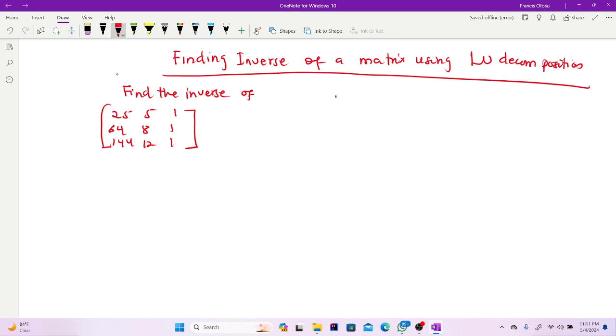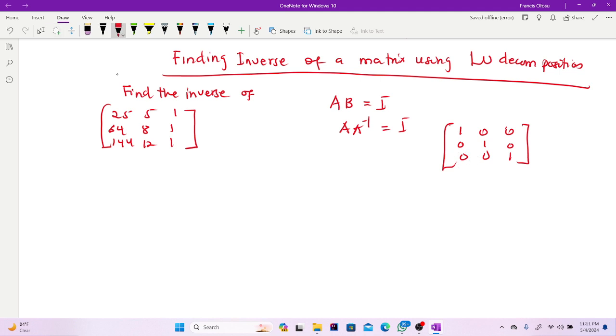Now, generally, you know that any matrix times its inverse gives the identity matrix. So let me say if a matrix A times its inverse, A inverse, should give me the identity matrix. For the identity matrix for 3 by 3, I'm going to have 1 0 0, 0 1 0, then I have 0 0 1. So this is the identity matrix for 3 by 3.